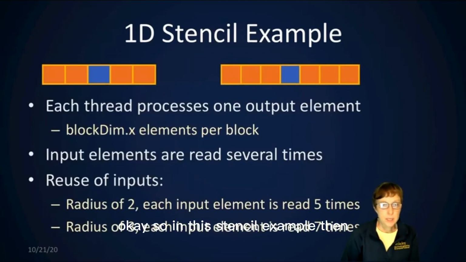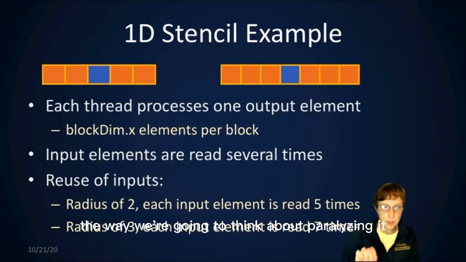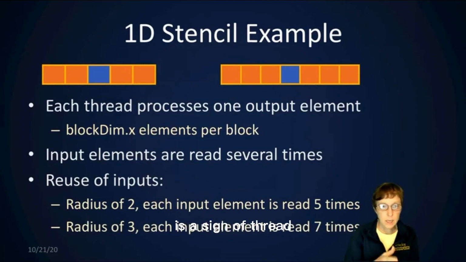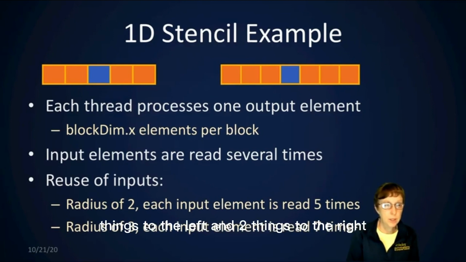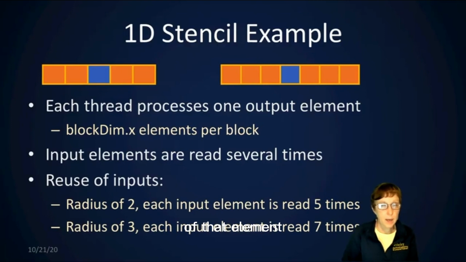Okay, so in this stencil example, the way we're going to think about parallelizing it is to assign a thread to each one of the elements of the output array. And that thread is then going to need to read, depending on how wide our stencil is, what the radius is, say, 2 things to the left and 2 things to the right of that element.